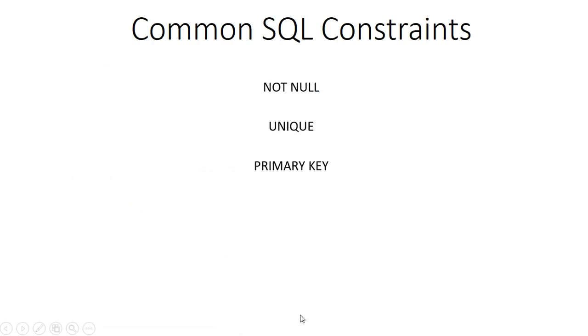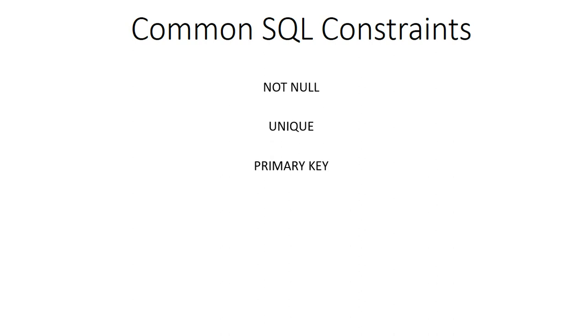That's unique. Primary key, we all know a primary key, but I'm going to say a few things about primary key. A primary key constraint uniquely identifies each record in a table. Primary keys must contain unique values. It cannot contain null values. A table can have only one primary key, and this primary key can consist of single or multiple columns. By columns, we are referring to attributes.